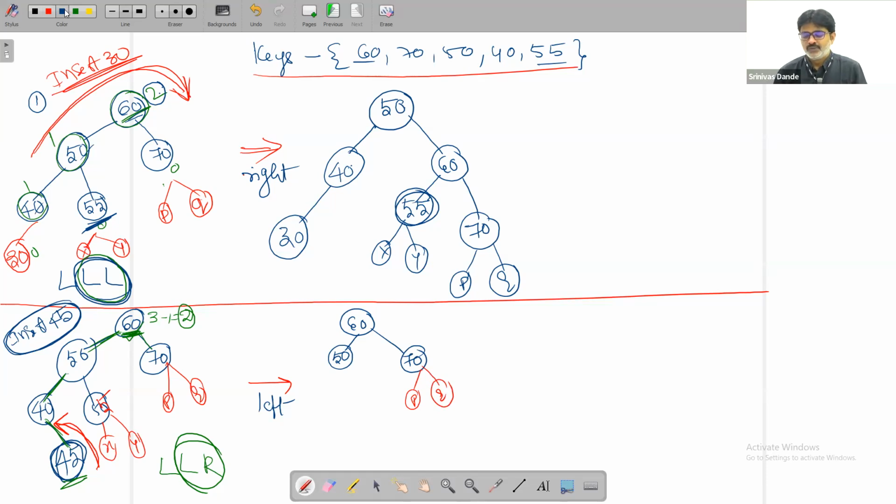Next, 50's children. Here is the 55, and it has something called X and Y. Currently, keep it like that. Next, when you do the left rotation, what happens? What should be the child of 50 now? What should be the child of 50, guys? It is 45. 45 is the child of this, and 40 comes here. One rotation is done.